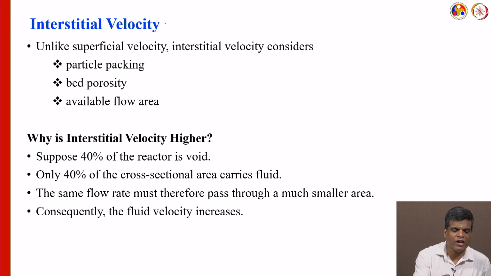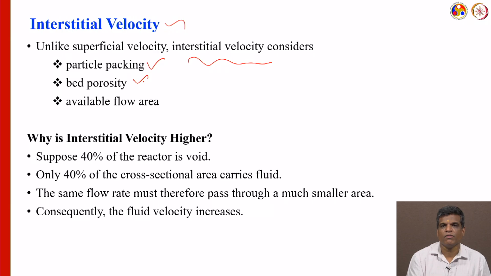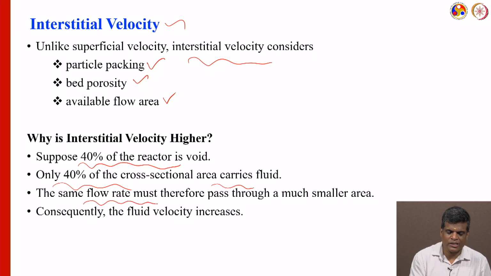There is an interstitial velocity. Unlike superficial velocity, the interstitial velocity considers particle packing, then bed porosity, then what are the available flow areas. For example, if we suppose 40% of the reactor is void, what is the meaning of that? The 40% cross-sectional area carries the fluid. The same fluid must therefore pass through the much smaller area, consequently the fluid velocity increases.